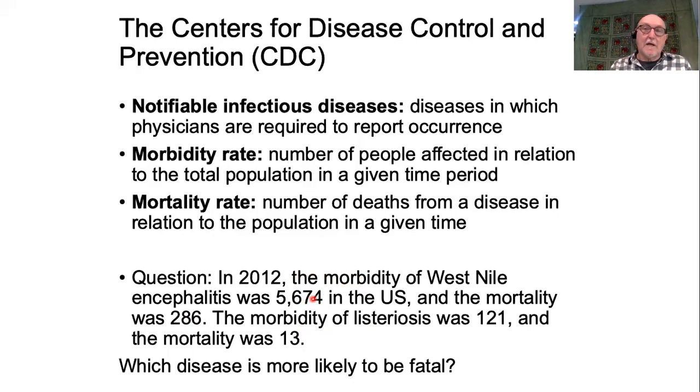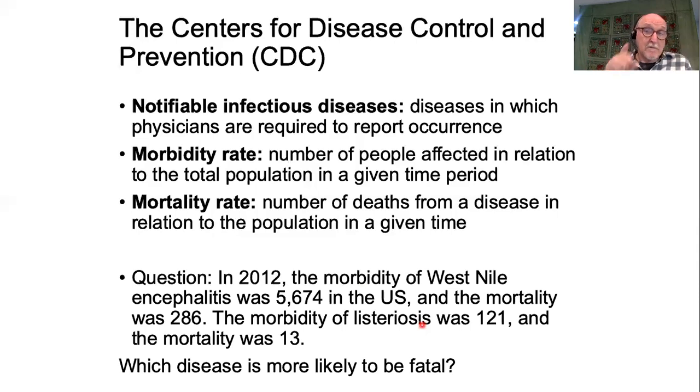And when we work out the actual case mortality rate for West Nile encephalitis, it is 5%. When you work out the case mortality rate for listeriosis, it's 11%. Much, much higher, more than twice. So in fact, listeriosis, even though it has so few cases per year, is much more likely to be fatal.